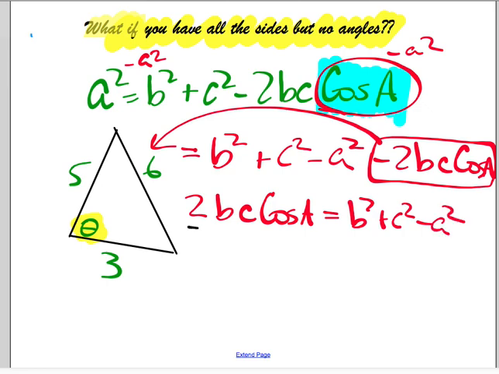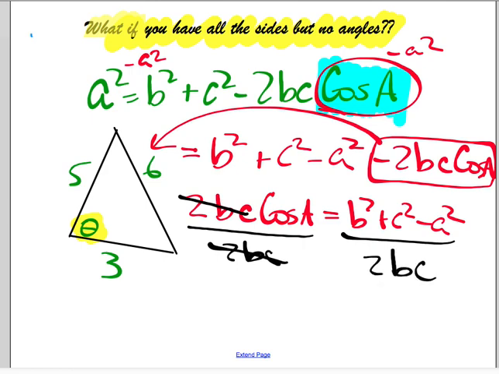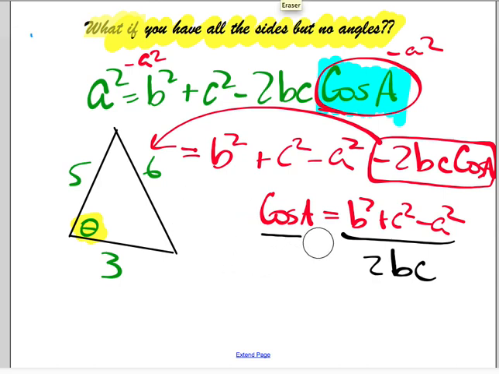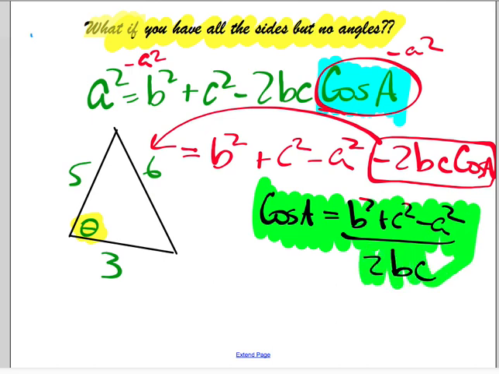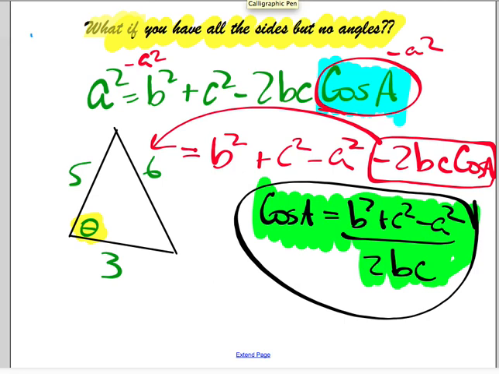Then what I'm going to do is divide both sides by 2bc, because that will divide that out. So then I divide this by 2bc. And this becomes my formula. There's the formula to find the angle. And all I've done is isolate the cosine of A simply by doing some simple algebra. So that cosine of A equals b squared plus c squared minus a squared divided by 2bc.